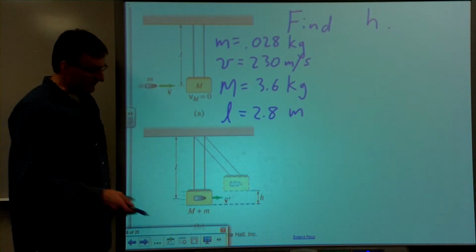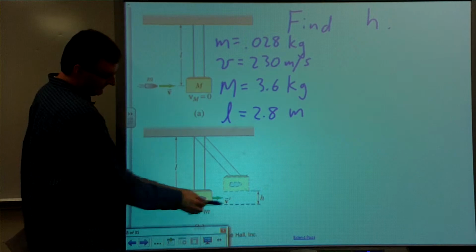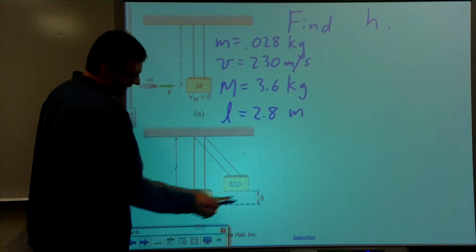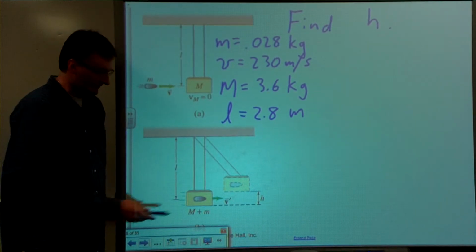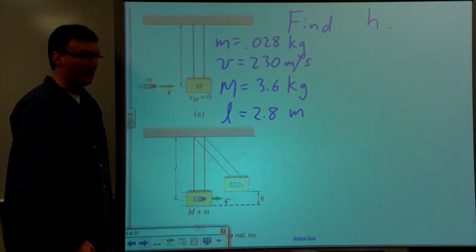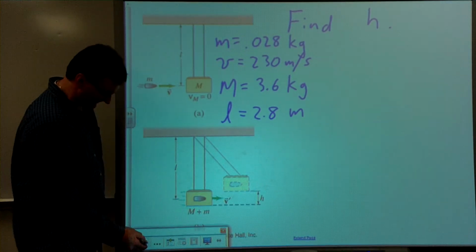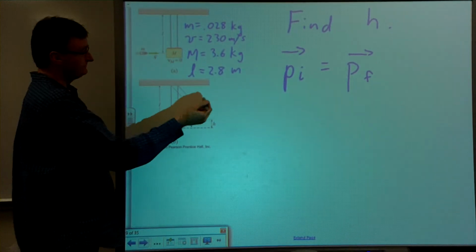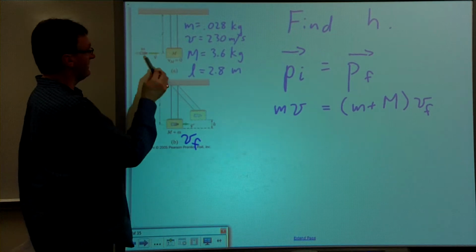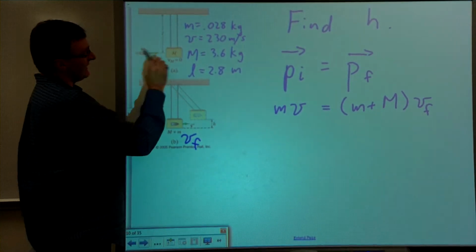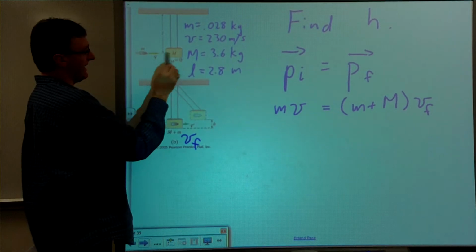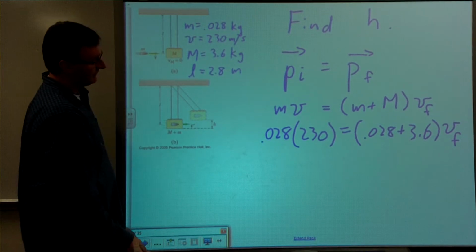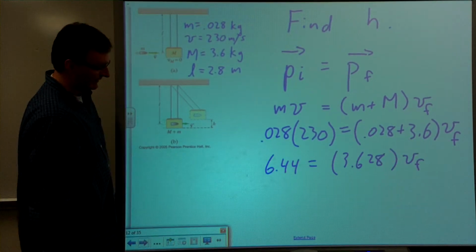What we want to know with this kind of problem is, after the collision, how high do the two objects together end up from their starting position? We use conservation of energy to do that. First we'll look at the collision, which is conservation of momentum. The initial momentum is just the mass of the bullet times its velocity. After the two objects stick together, it's the mass of the two of them together times the final velocity. I'll put the numbers in there now, and then we can easily calculate that.